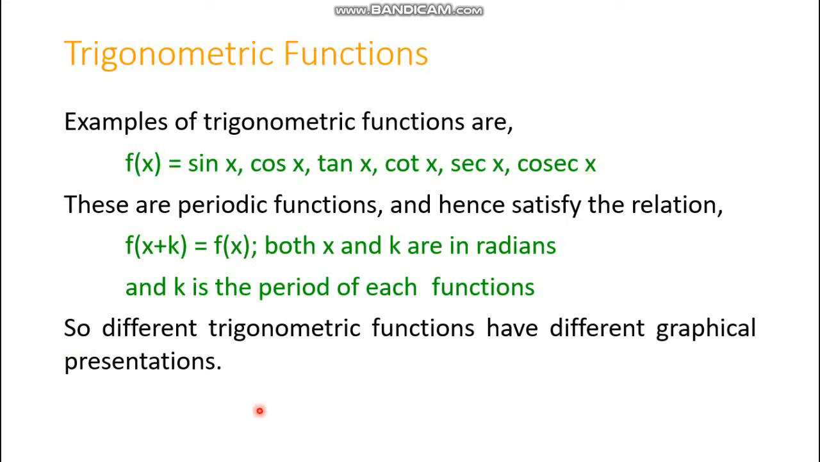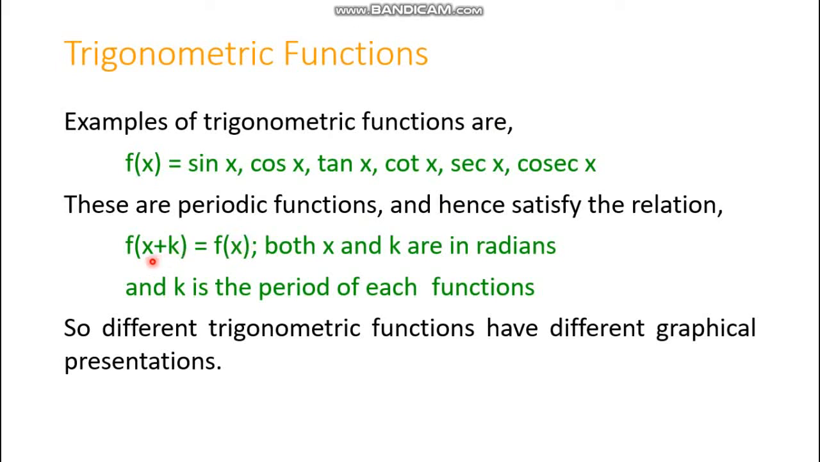Okay. And these are periodic functions and hence satisfy the relations, because you know the graphical presentation of sin x, y equals sin x. It's like a wave, isn't it? So it's a periodic function. After a revolution of 2 pi angle, the angles become the same and the values of y become the same. So that is why they are called periodic functions.